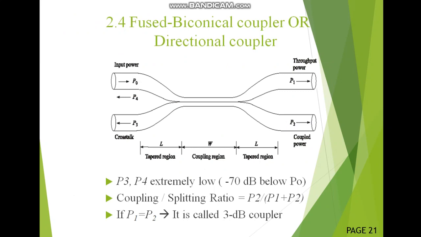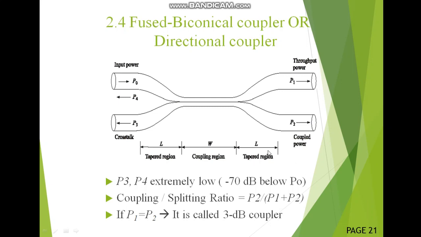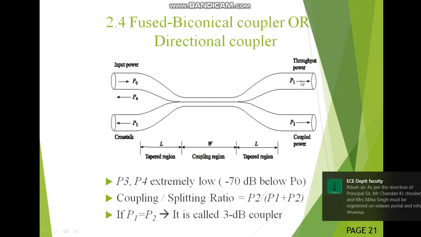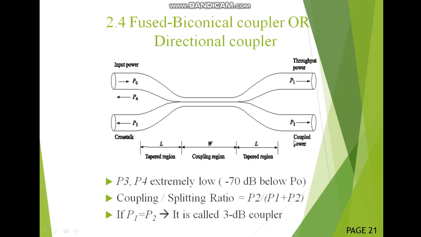Now this is another coupler which we have discussed earlier, but some important parameters we are discussing over here. The fused biconical coupler, also known as the directional coupler. Here the input power through fiber 1 is denoted by P0. The output powers are denoted by P1 for fiber 1 and P2 for fiber 2. And the reflected back powers are denoted by P3 and P4.